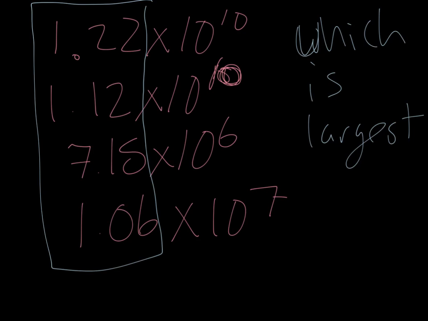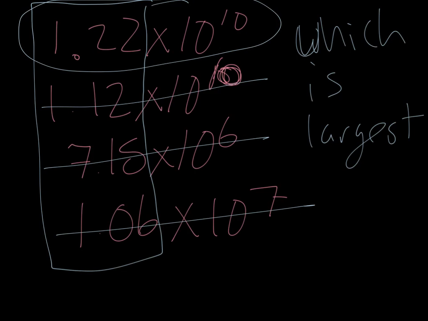So I'm going to cross these two off as options. This is nowhere near the biggest, and this one absolutely can't be. So now between these two, we just come down to our decimals. Now we're comparing numbers since our exponents are the same. Now we just look at 1.22 versus 1.12, knowing that 1.22 is larger because of the 2 in the tenths space. We can rule out 1.12 times 10 to the 10th, knowing that 1.22 times 10 to the 10th is larger than every single problem there.